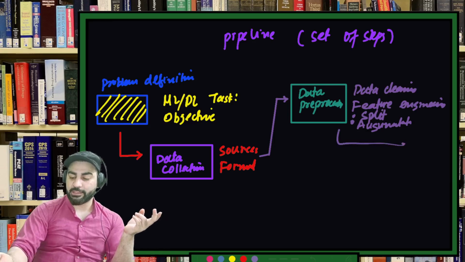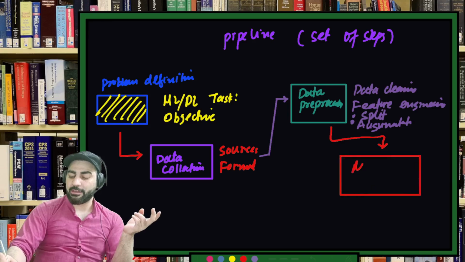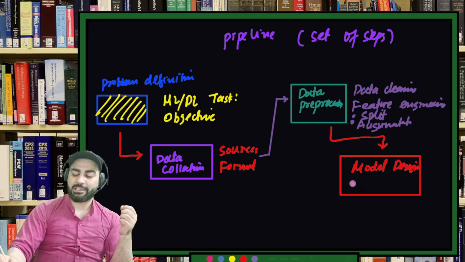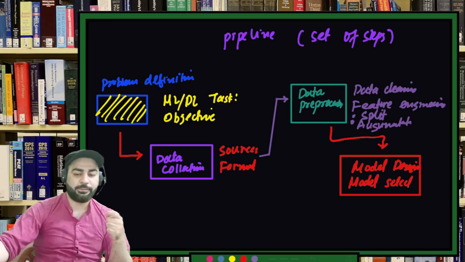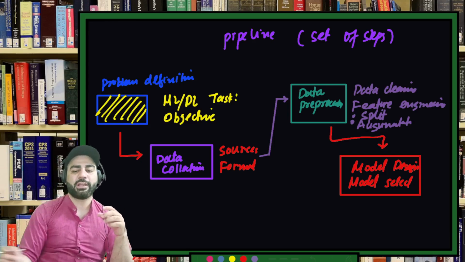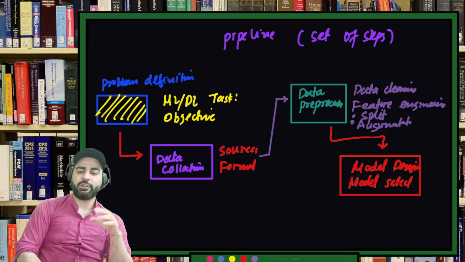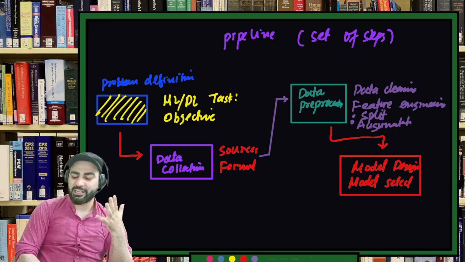Okay, after this phase, what you do is model design or model selection, if a model is already designed and you just have to select one. In model selection, let's suppose in machine learning, you will say I'll use decision trees, I'll use logistic regression, or some other model.